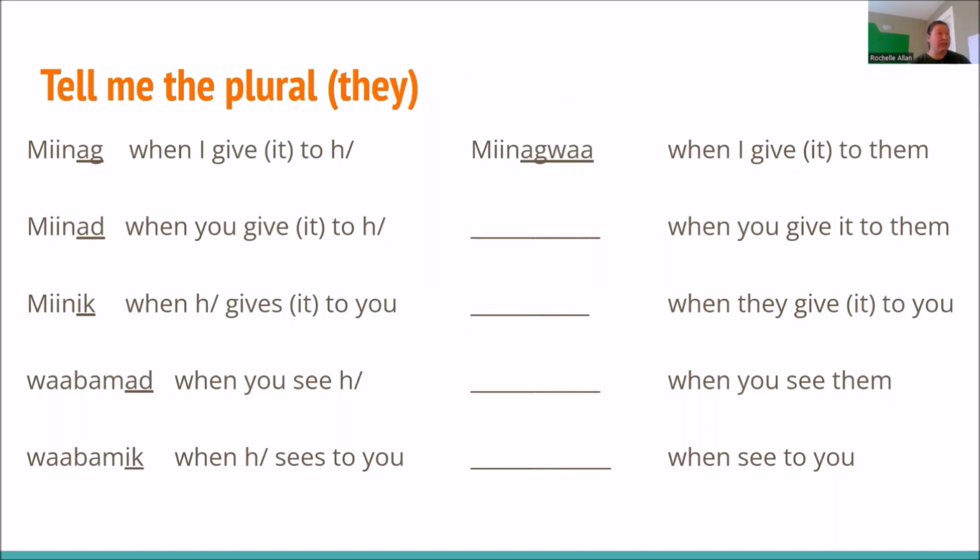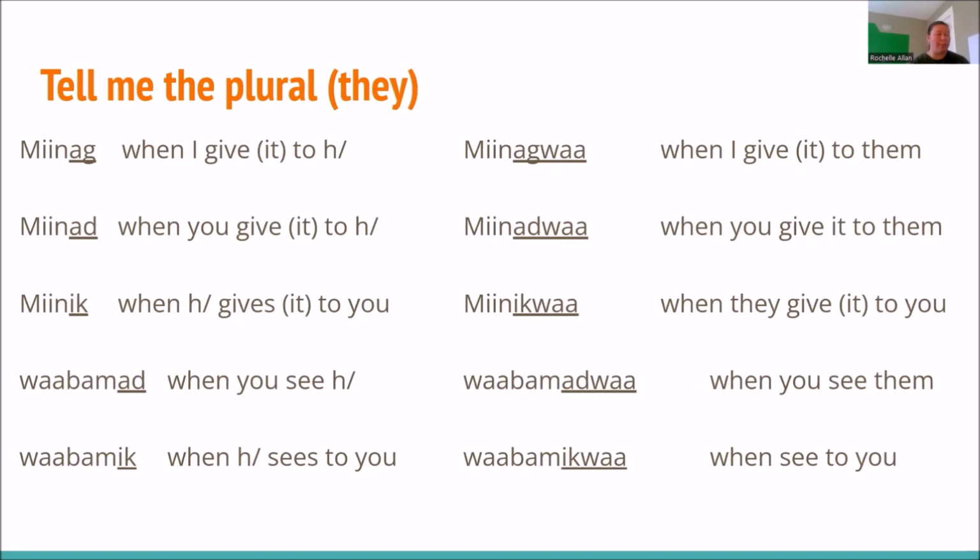So for our first one, we're going to take our minug, and then to pluralize it to be when I give it to them, we're adding the wa. Minad becomes minadwa. Minik becomes minikwa. Wapamud becomes wapamadwa. Wapamik becomes wapamikwa.